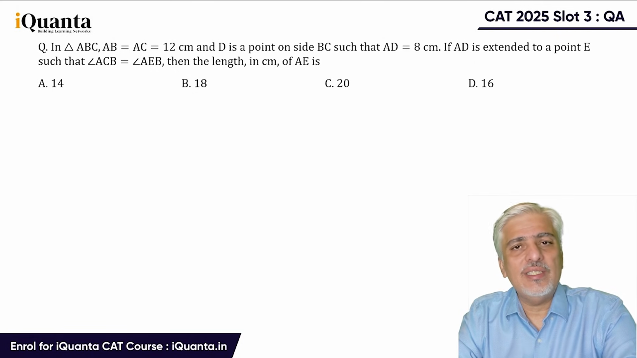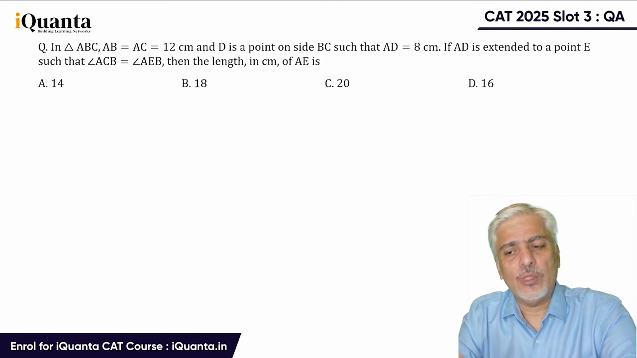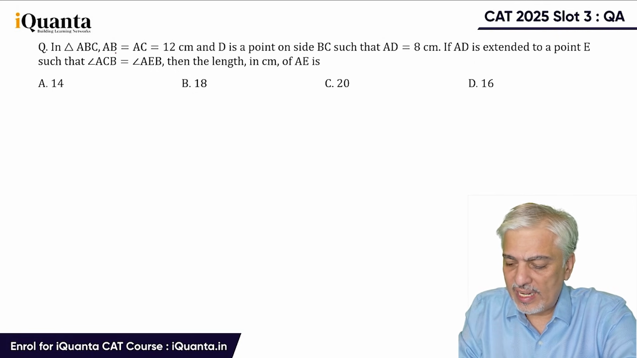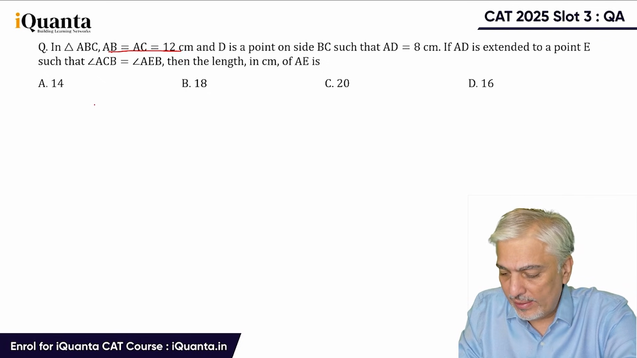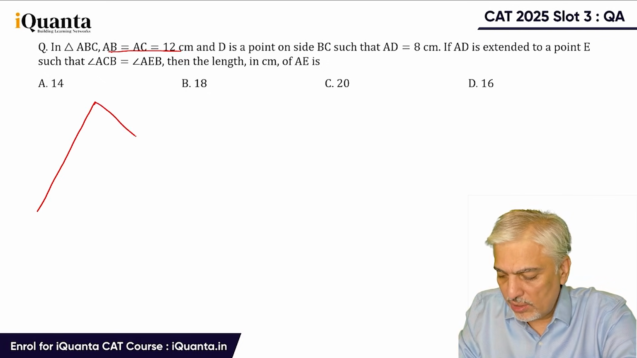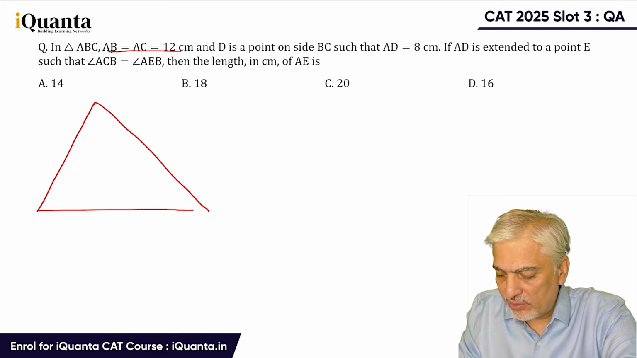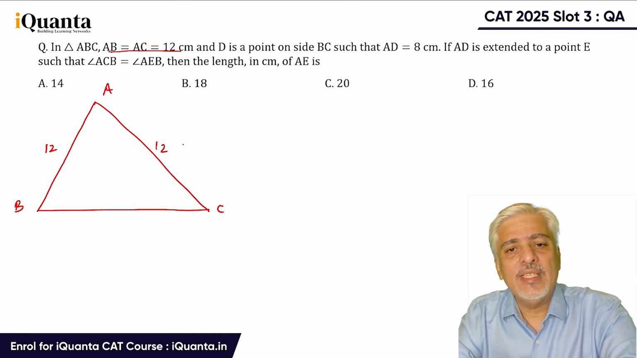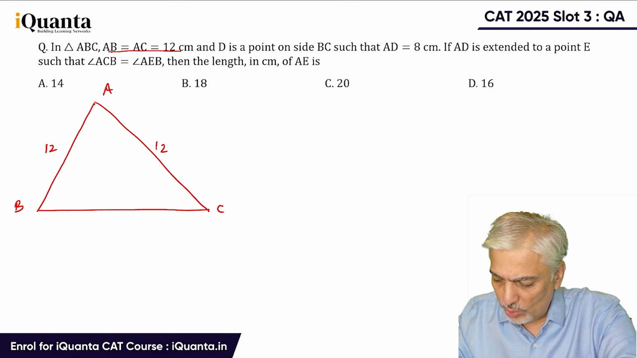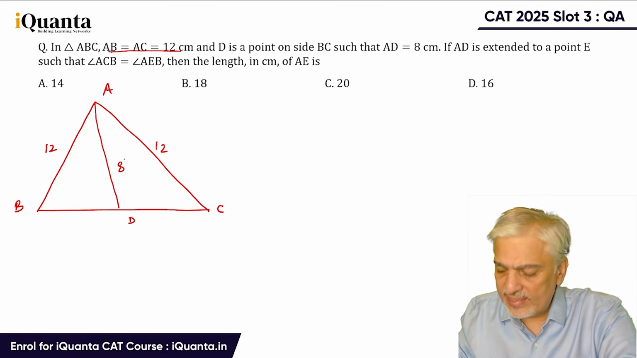The next question is, I thought, a pretty standard question from geometry, where they've told us ABC is an isosceles triangle with AB equal to AC equal to 12. So let's just draw that much. We have two sides of a triangle equal, AB equal to AC equal to 12. D is a point on BC somewhere such that AD is 8. So we don't know where it is. So let's take a random point D such that AD is 8.